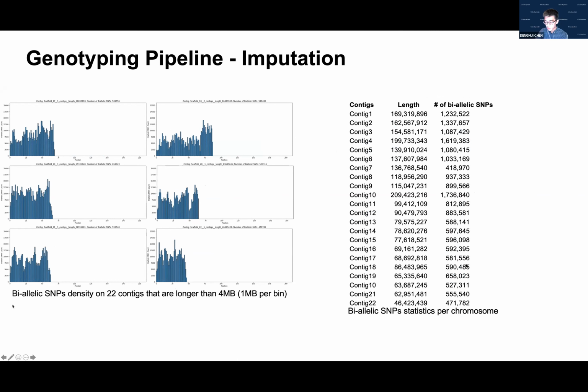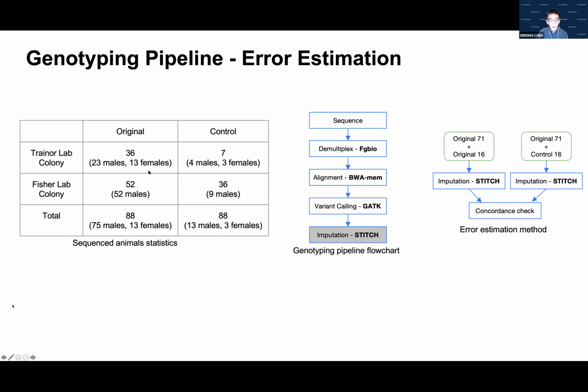Yeah, the number looks really good. We get a lot of SNPs per contig, based on their length. And so we also did some error estimation for the pipeline.